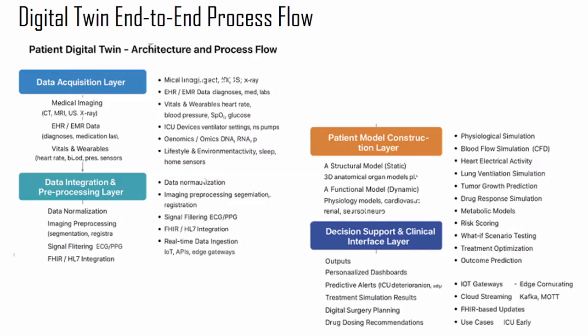So there are many things that happen. What-if scenario testing, treatment optimization, outcome prediction. These are the various things that can be implemented in this layer. Treatment optimization, in the sense, we prescribe some medicines, and then you are simulating that drug response. Probably you may find that the response is not proper, not up to the mark. Then you can optimize your treatment and go in a different direction. This is what happens here.